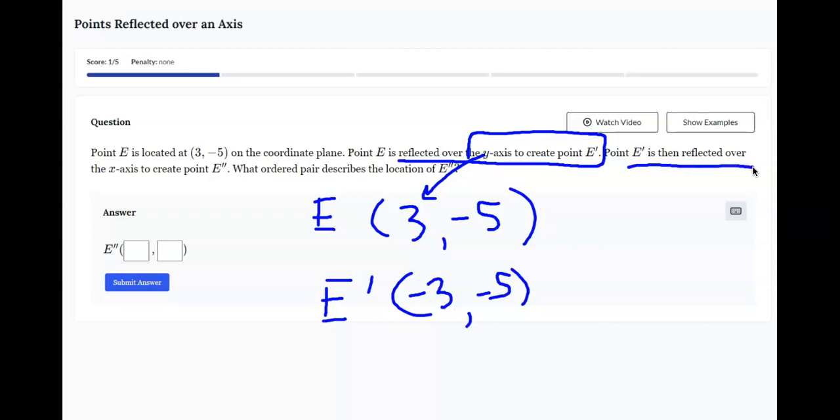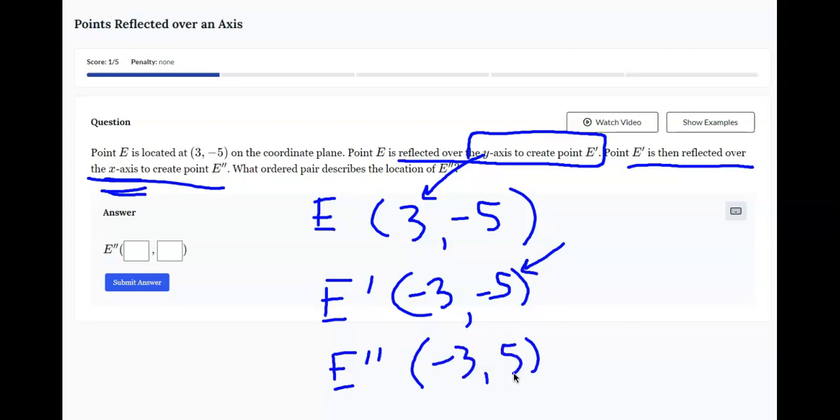Now E prime is going to be reflected over the x-axis to create E double prime. And when you reflect over the x-axis, you change the y-coordinate. These are the points for E double prime. Type them in the boxes here to the left.